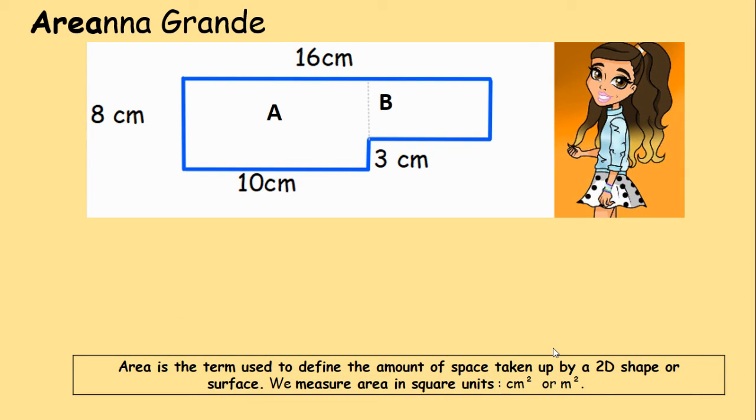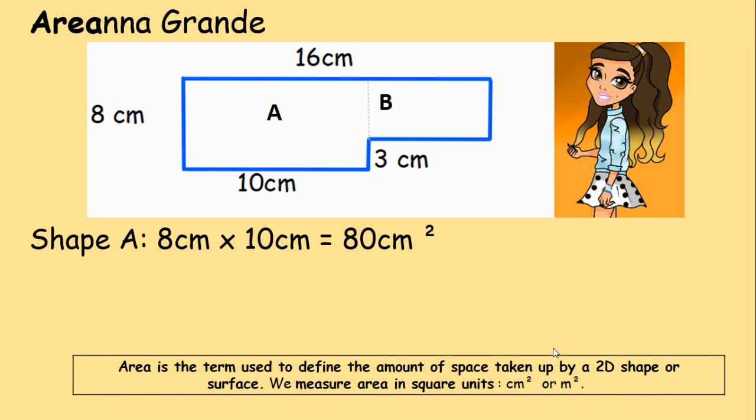Great. For this one, I will need to separate the rectilinear shape into shape A and shape B. To find the area of shape A, I will multiply the width and the length. 8 centimetres multiplied by 10 centimetres, which gives me 80 centimetres squared. Nice and simple.